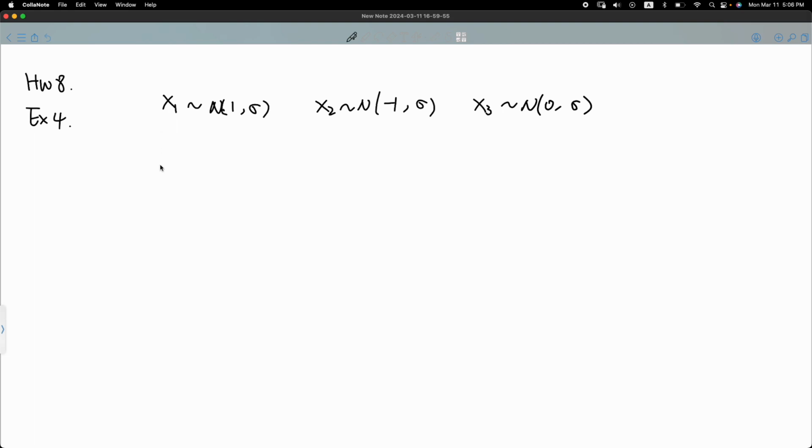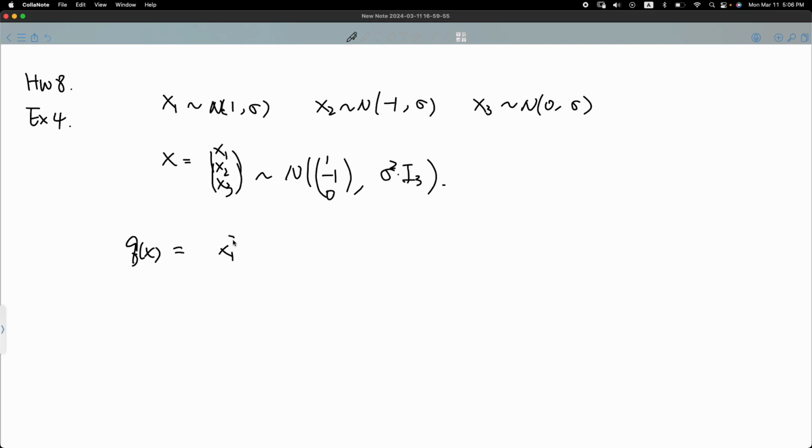Okay, so maybe we can first write down x in terms of x1, x2, and x3 as a column vector for a 3-dimensional normal with this particular mean vector and then a sigma squared identity of 3. So that would be the multivariate normal. Okay, so first let's take a look at the q of x, which is x1 squared plus x2 squared and x3 squared.